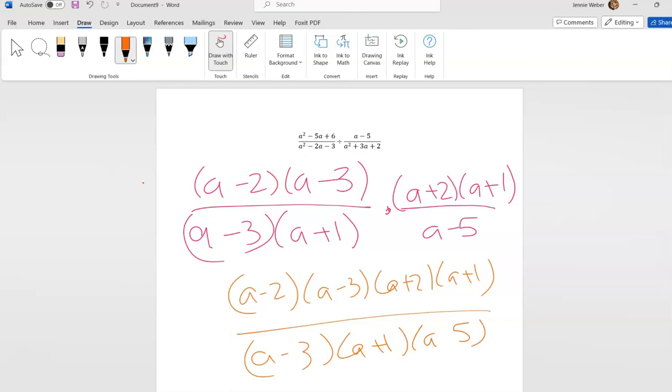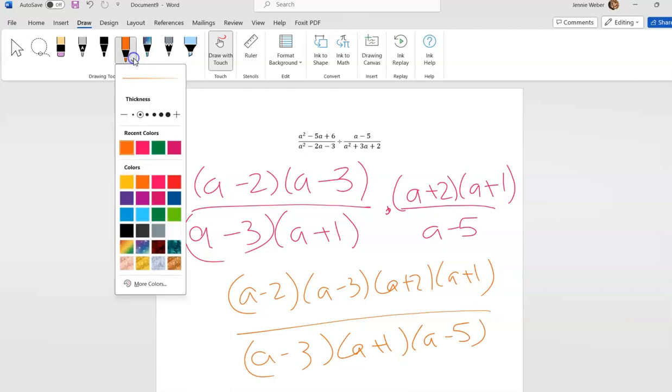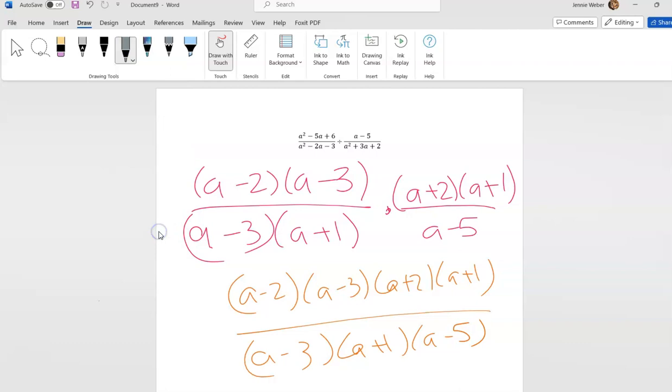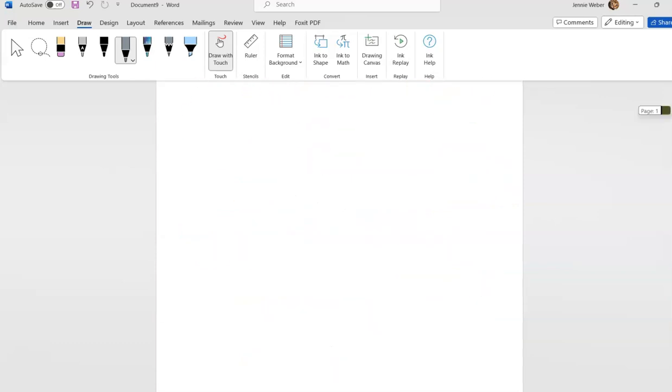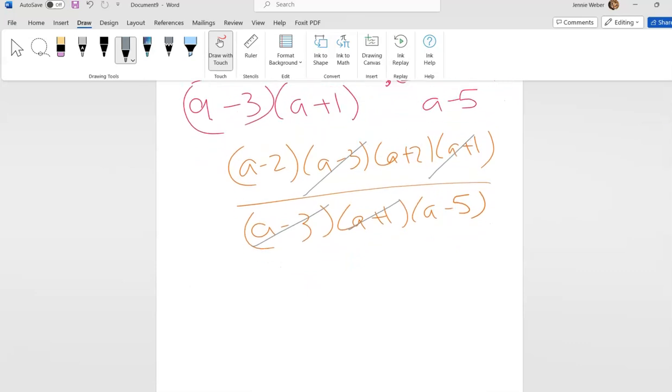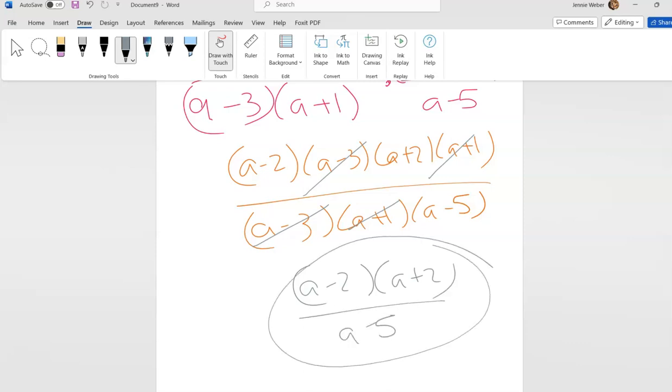But now I'm going to look through and see what cancels. So what can I get rid of? Let's see here. These are the same, they can go away. And those can go away. Those are the same. So what am I left with? I have an a minus 2, an a plus 2, and an a minus 5. So then this is my final answer.